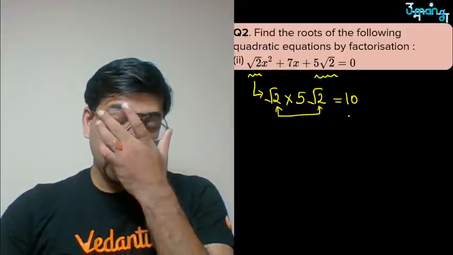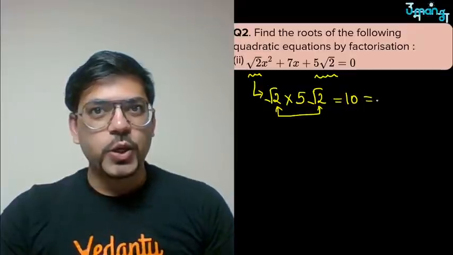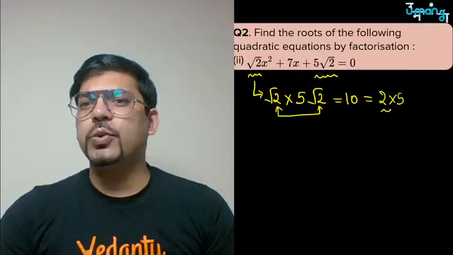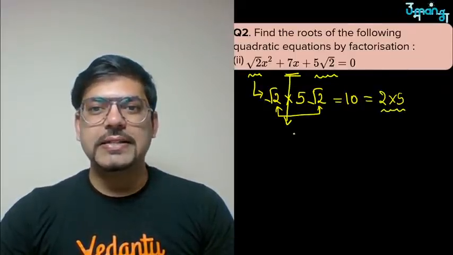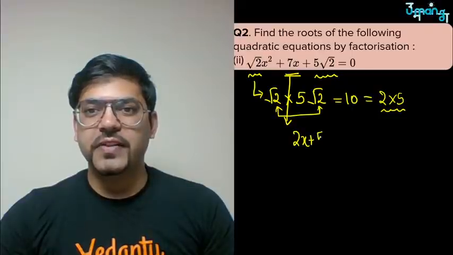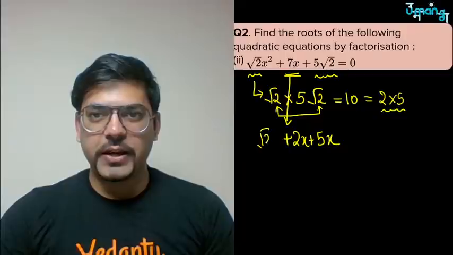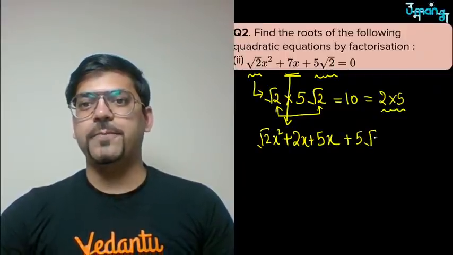Once we have got 10, this 10 can be broken into two parts: 1 into 10 or 2 into 5. I need 2 into 5. Why? Because I have to take care of this 7 as well. So I'll write this 7x as 2x plus 5x. Fine. And plus this root 2x square will be there, and plus 5 root 2 will be there.